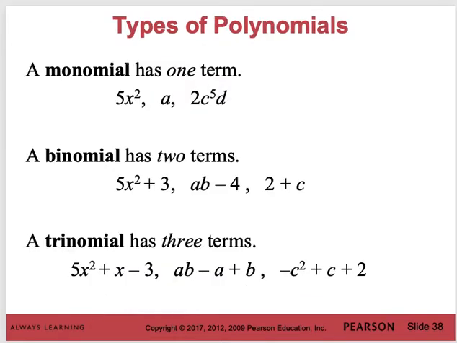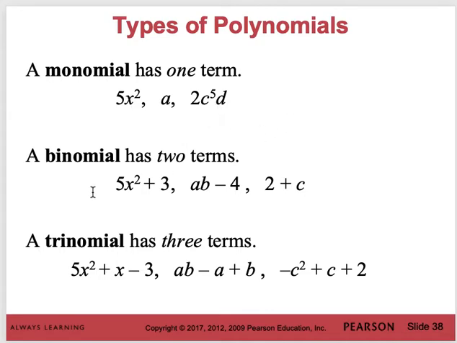So a monomial has just one term. Even though, again, c and d are different variables and we're multiplying them together, this whole thing is being multiplied together, and so we call it a term. So this is one term, a is one term, and 5x squared is one term. So these are all 3 separate examples of a monomial.